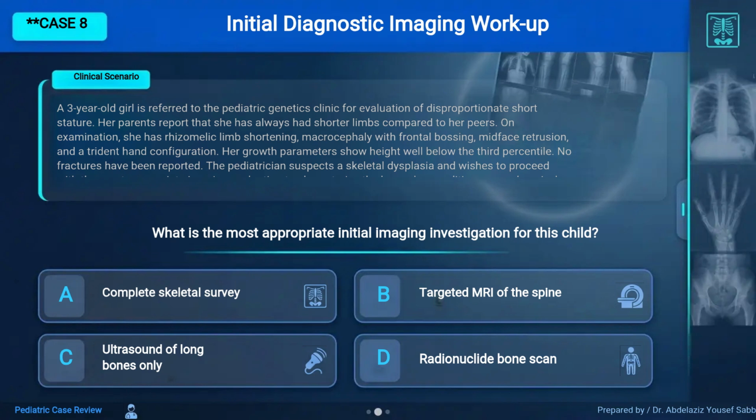The pediatrician suspects a skeletal dysplasia and wishes to proceed with the most appropriate imaging evaluation to characterize the bony abnormalities comprehensively. What is the most appropriate initial imaging investigation for this child? Option A, complete skeletal survey. Option B, targeted magnetic resonance imaging of the spine. Option C, ultrasound of long bones only. Option D, radionuclide bone scan.